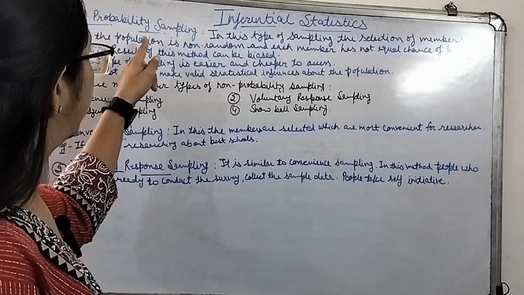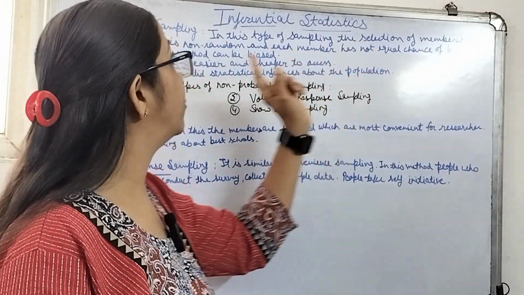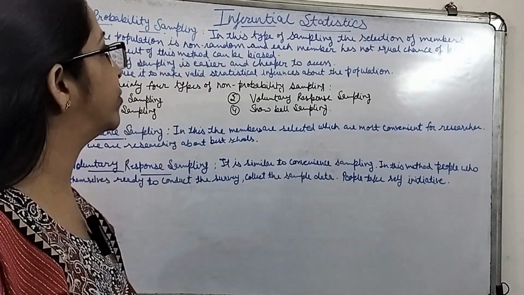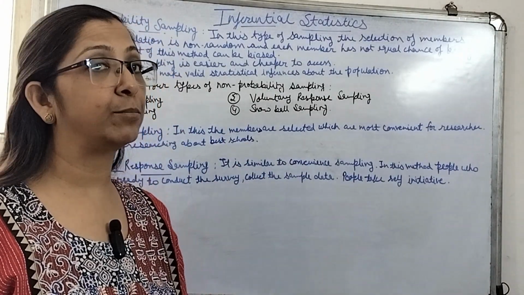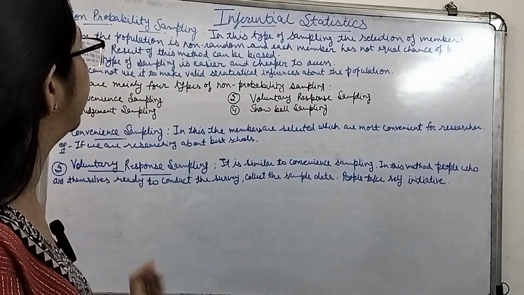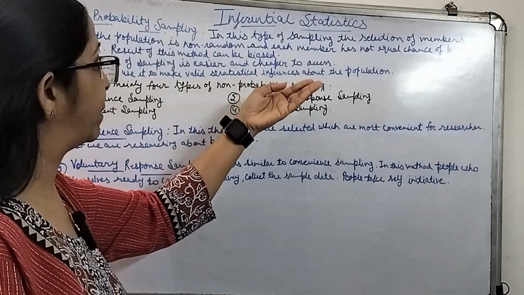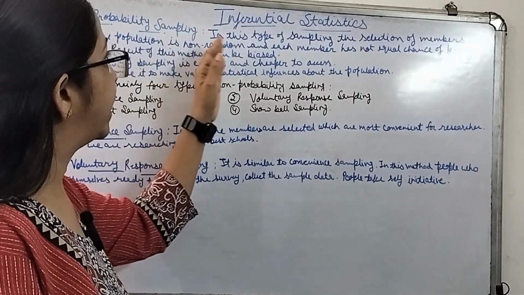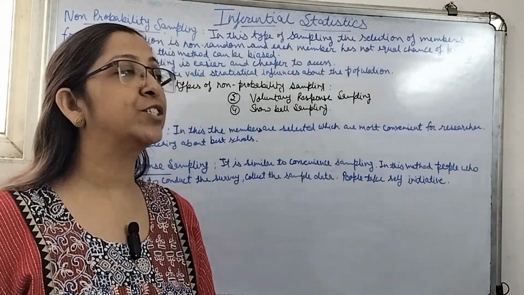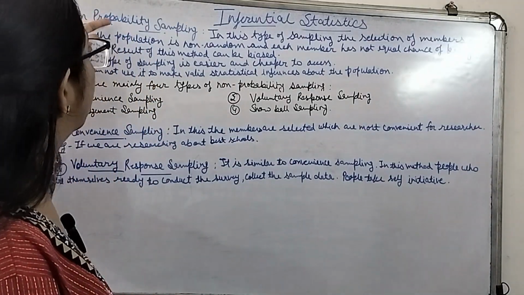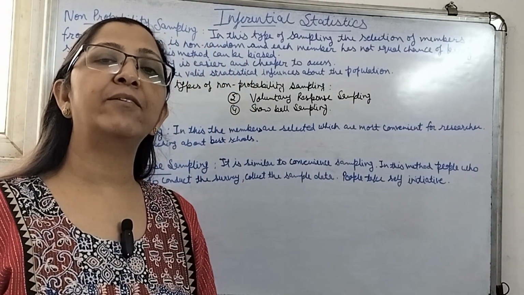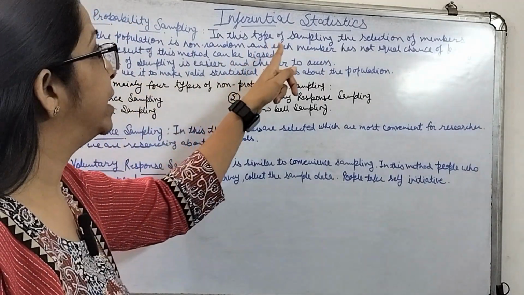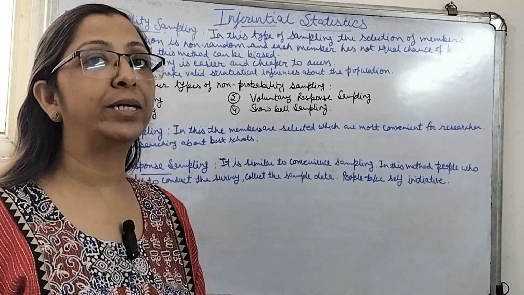In non-probability sampling, the selection of members from the population is non-random. As in probability sampling we were selecting the members randomly, but here in the case of non-probability sampling we are selecting the sample from the population non-randomly. That means each member does not have an equal chance of being selected, whereas in probability sampling every member has an equal chance of being selected.